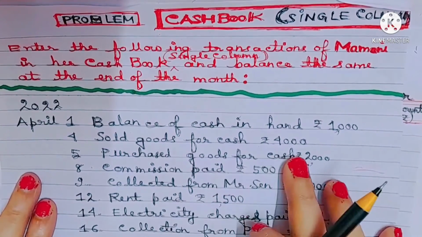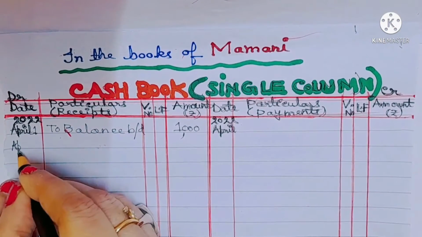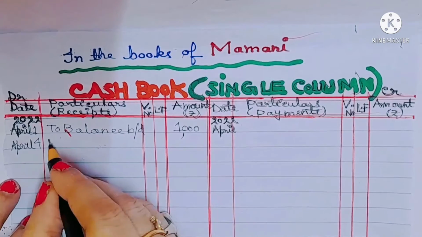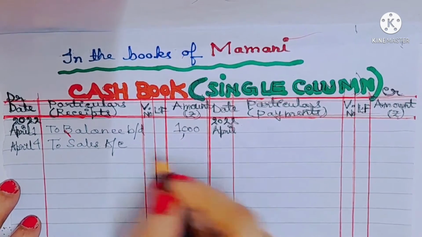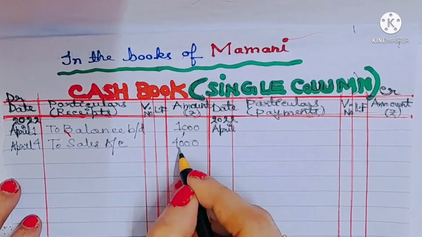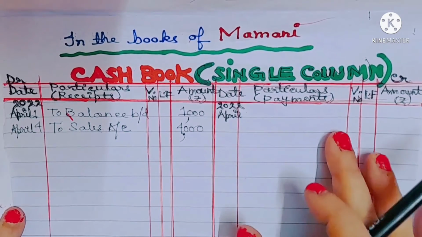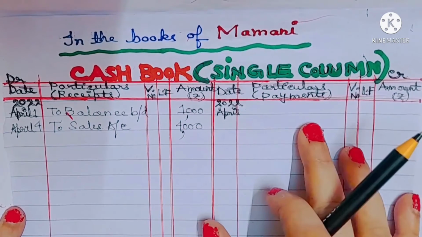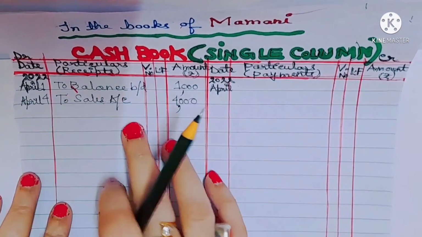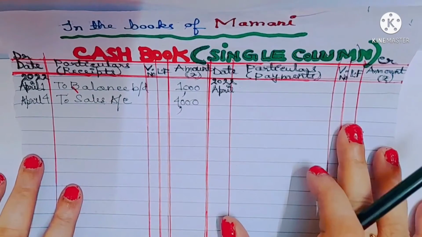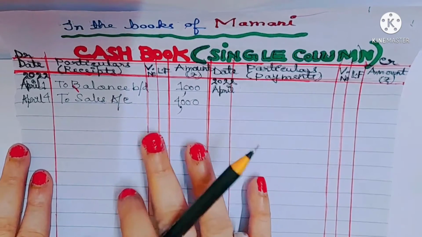So let's write to sales account on 4th April 4000. To sales account 4000. So on the debit side, we'll always start with 'to'. On the credit side, we will always start with 'by', just like the cash account. So cash received will be recorded on the debit side. Cash paid is recorded on the credit side. Understood? On 4th April, goods sold for cash 4000.